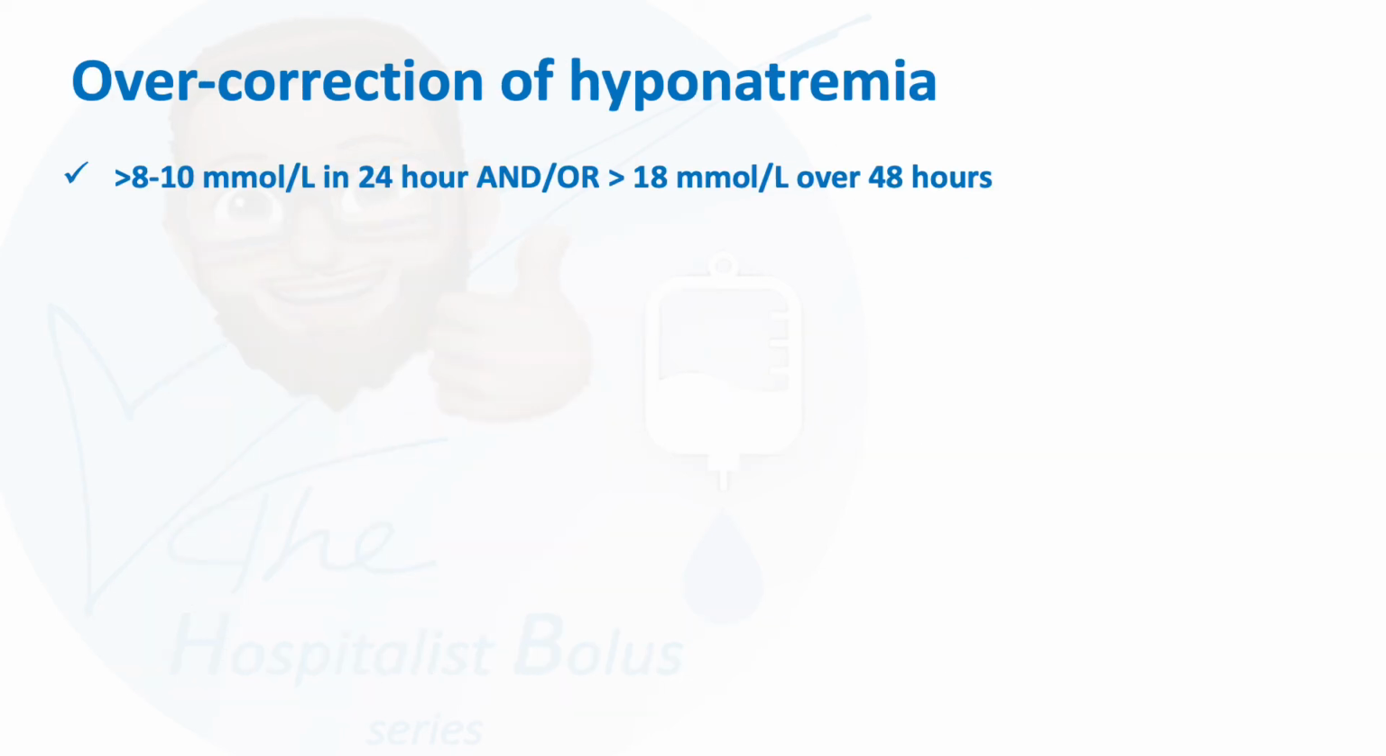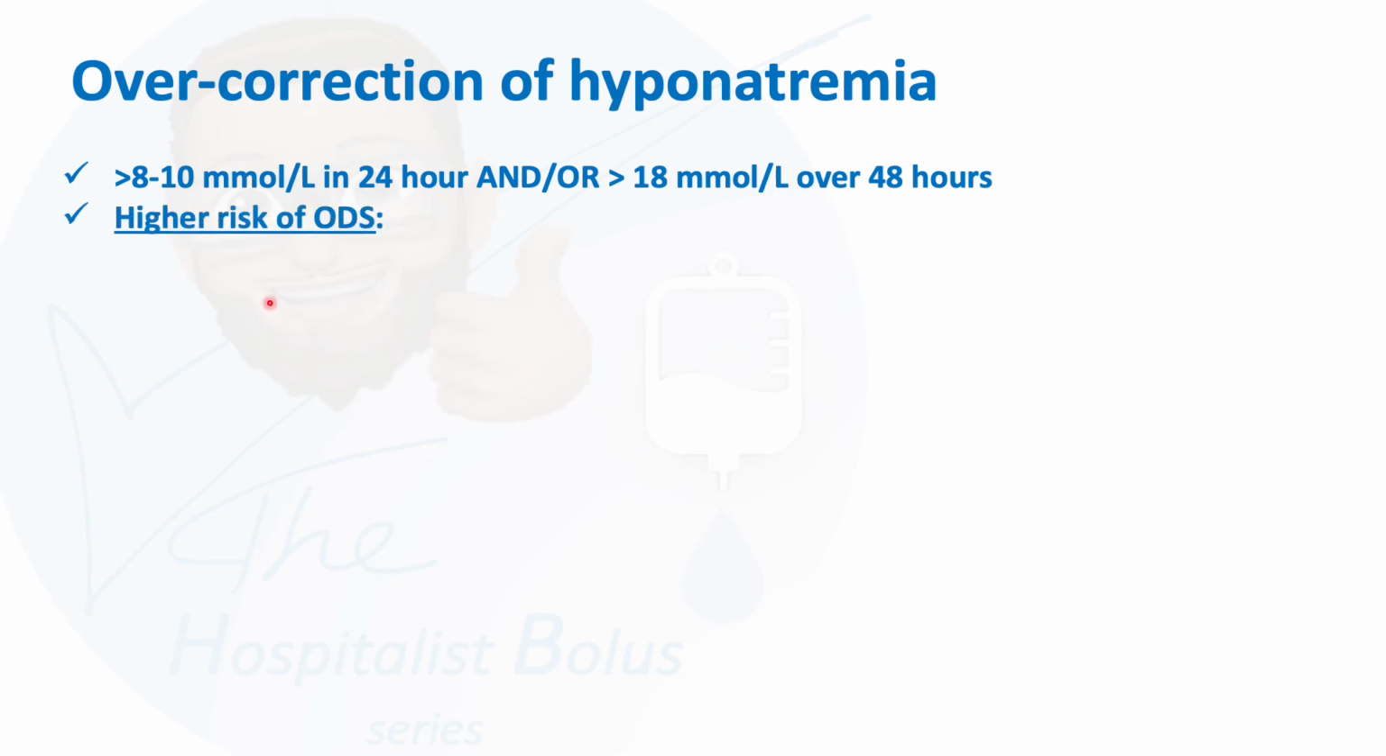Now, what if you feel like the hyponatremia is overcorrected? We talked about the goal of correcting the hyponatremia before, and we mentioned that you don't want to go beyond 8 to 10 millimole per liter in the first 24 hours, or more than 18 millimole per liter over 48 hours. So this is your target, and this is all to prevent the rare osmotic demyelination syndrome.